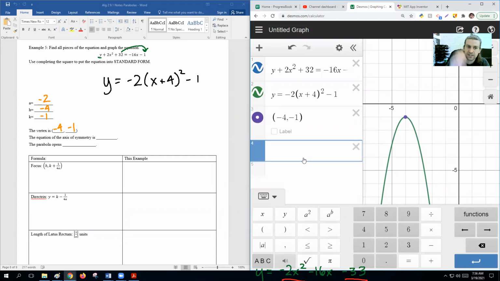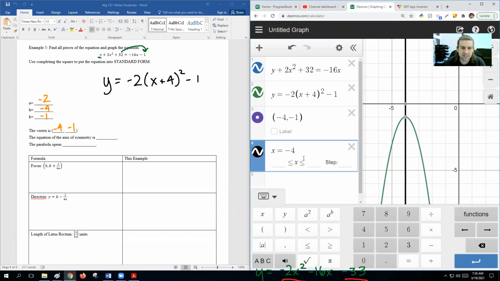The axis of symmetry is up or down, so that's x equals h, which is negative 4. Which you can see on Desmos splits it right in half. That's what the axis of symmetry does. And the parabola opens down, because our A is negative, that goes down. And we can see that visually on the graph.